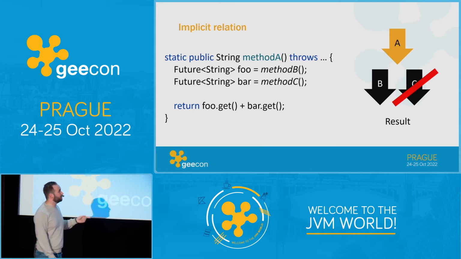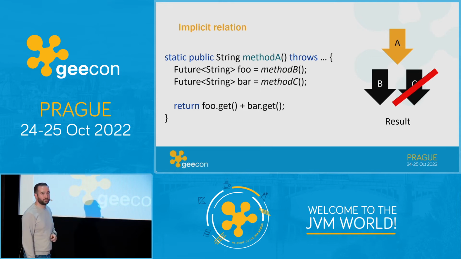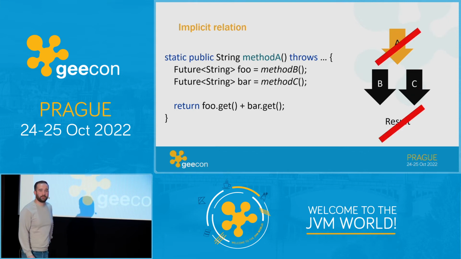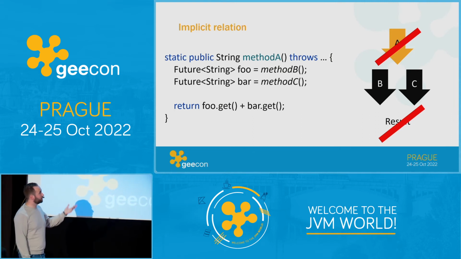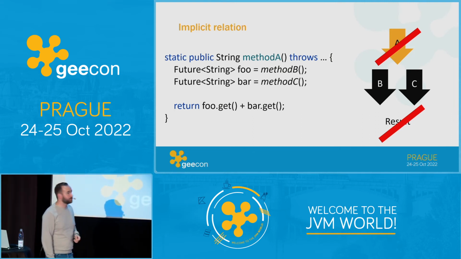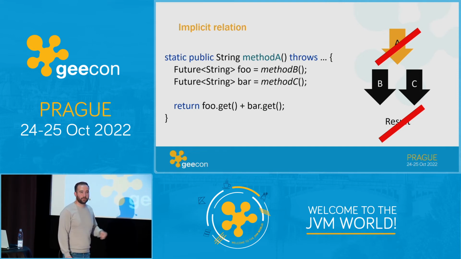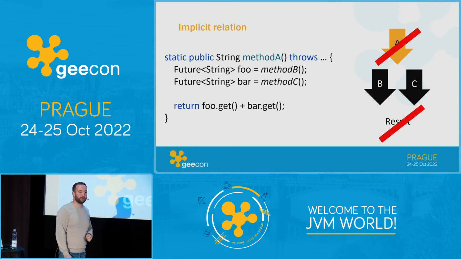So we waited unnecessarily long for foo to finish. It could have been cancelled. And of course the same happens if the handler thread of this method fails and throws an exception, then both B and C will happily continue running, but there won't be a method to return a value to.